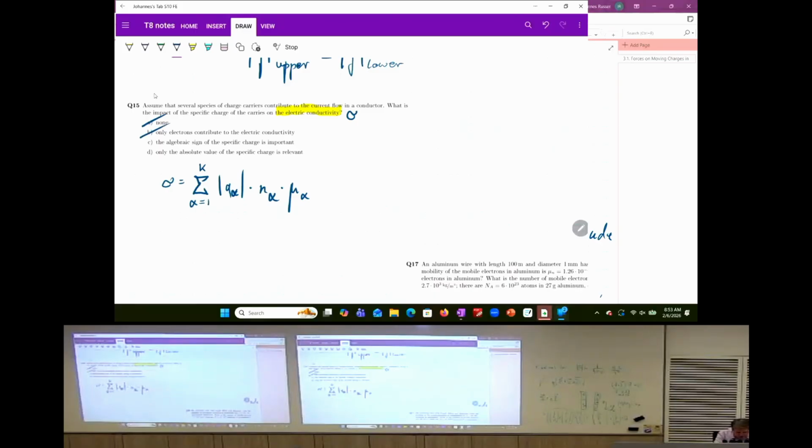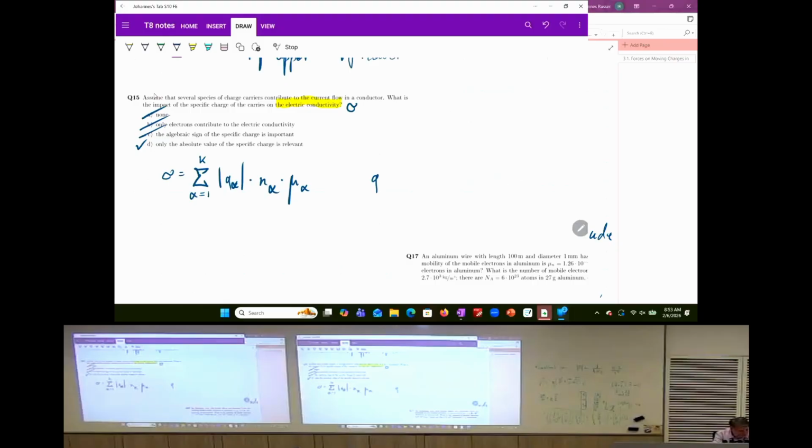The algebraic sign of the specific charge is important? Now you see actually that the conductivity depends on the absolute value of the charge, and only the absolute value of the specific charge is relevant. Yeah, that would be then correct. So q sub alpha is the specific charge of the carrier alpha. So D is correct. And remember, the current density is given then by sigma times the electric field.